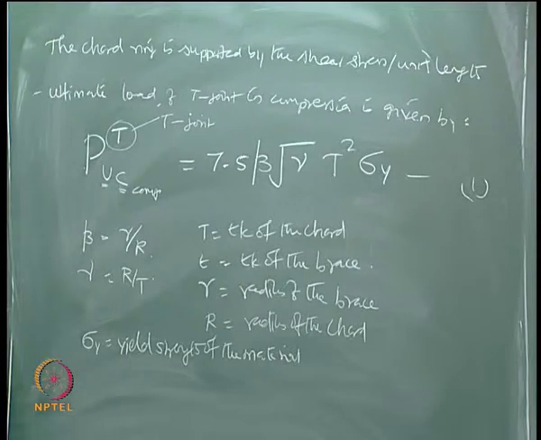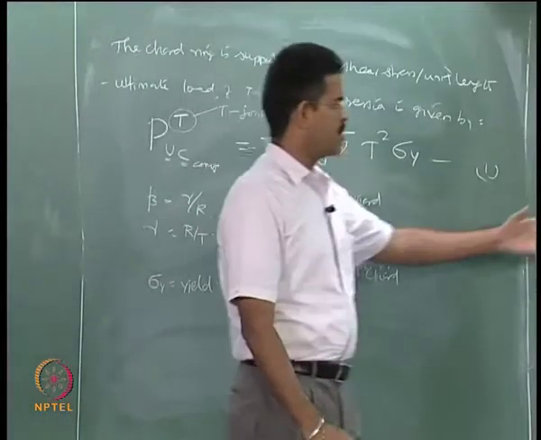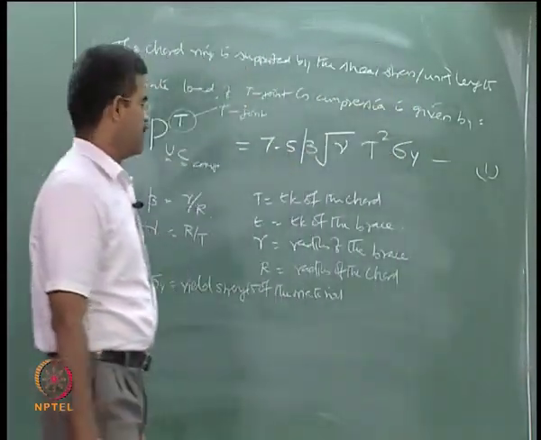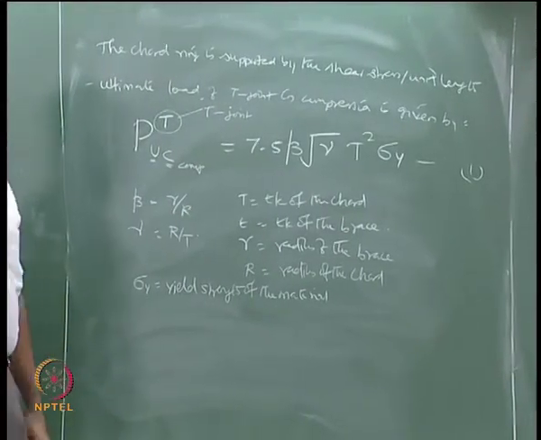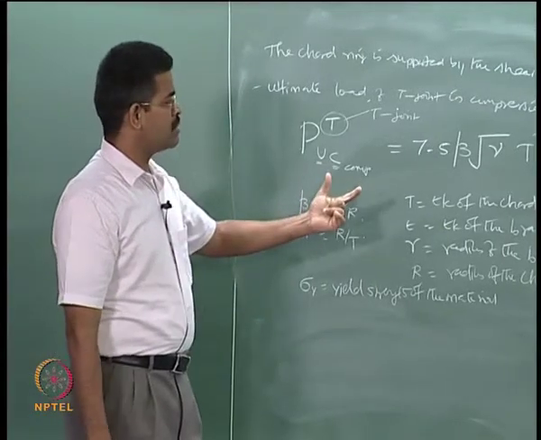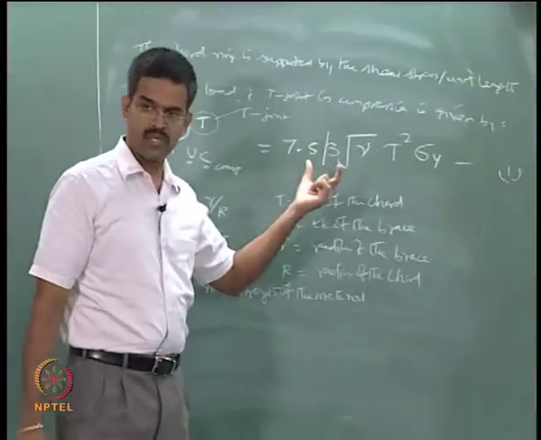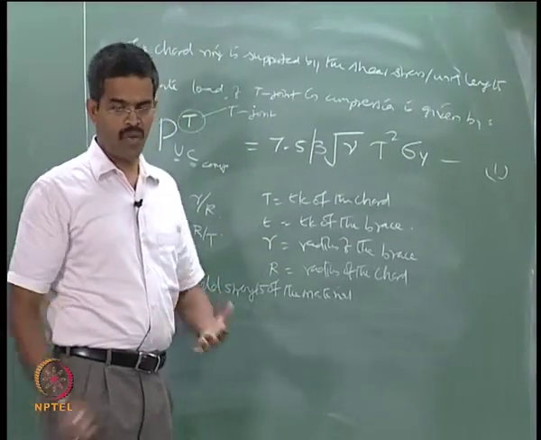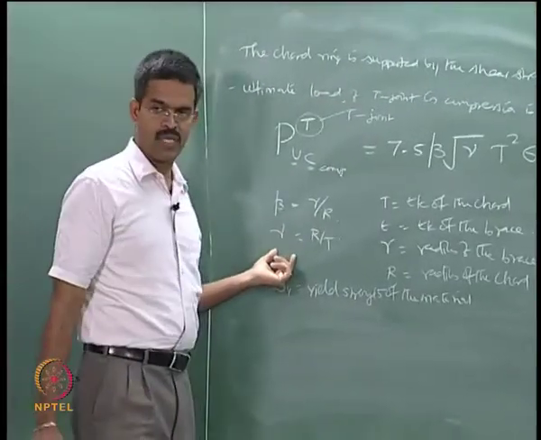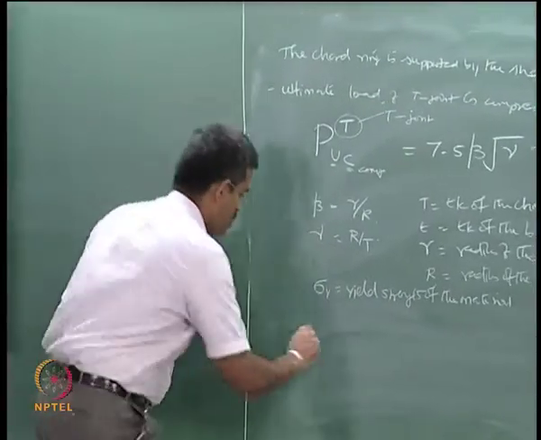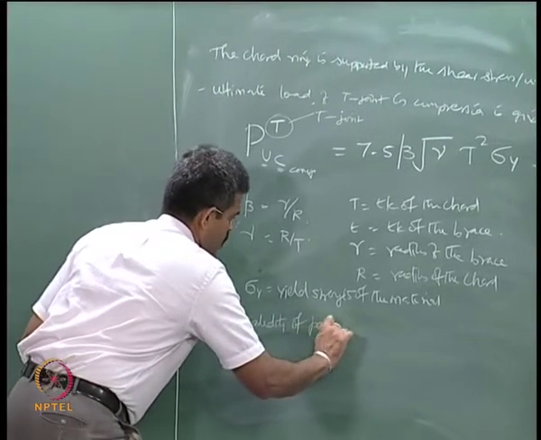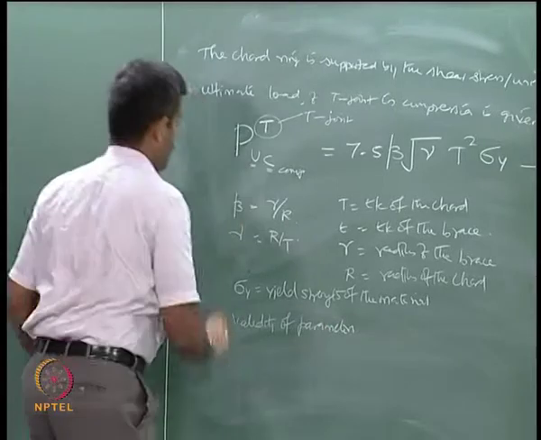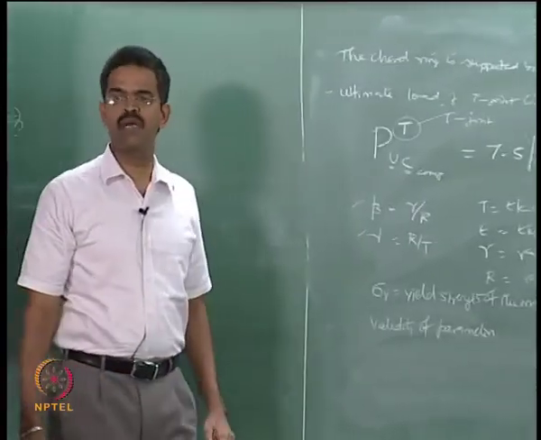So, for a given design or for a given combination of the brace and chord thickness and the diameter, you know all these values. But one can easily see that this equation based on empirical calculations or empirical relationship is not valid for a wide range of beta and nu. Okay, there is a limitation of this validity. So, validity of parameters, what are the parameters? The parameters in this case are beta and nu.